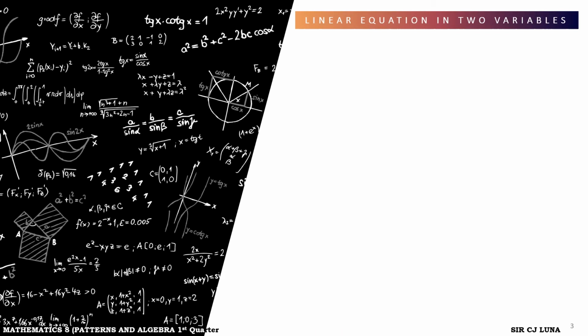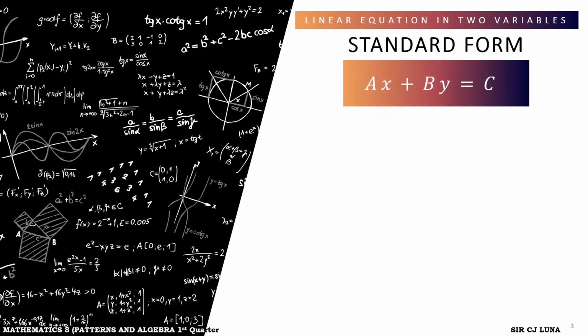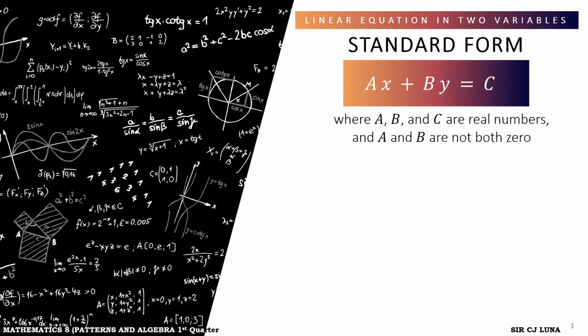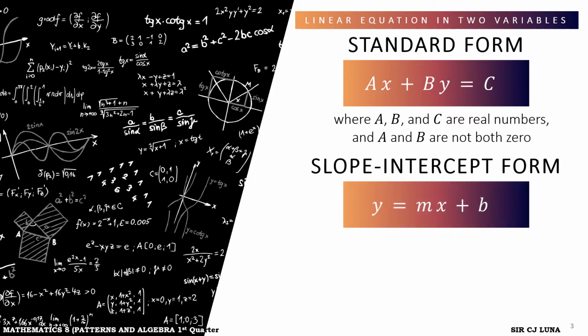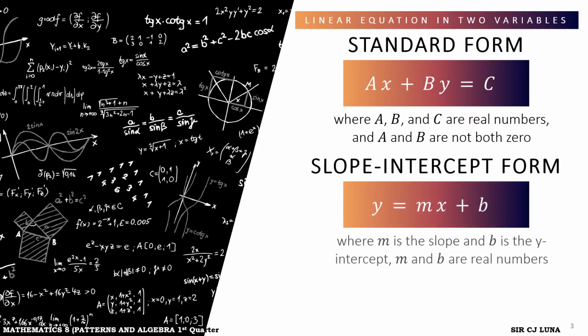A linear equation in two variables can be written either in the standard form ax plus by equals c, where a, b, and c are real numbers and a and b are not both zero, or in the slope-intercept form y equals mx plus b, where m is the slope and b is the y-intercept. M and b are real numbers.